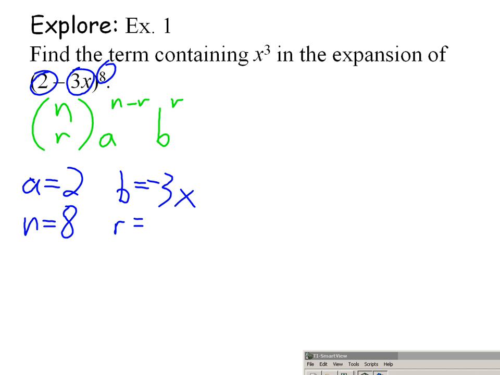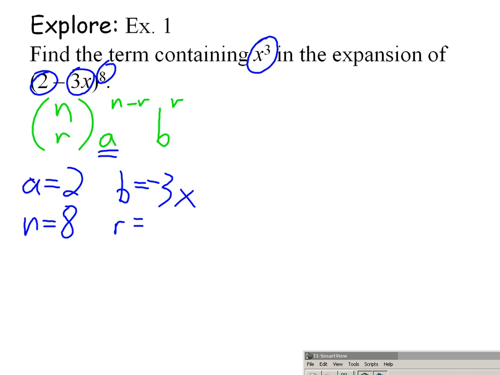I want you to take a moment and look at this problem and see if you can figure out what r has to be. Now remember, a is going to be our 2. We know that a is 2, and we'll take that to some power. We're trying to get x to the third power.